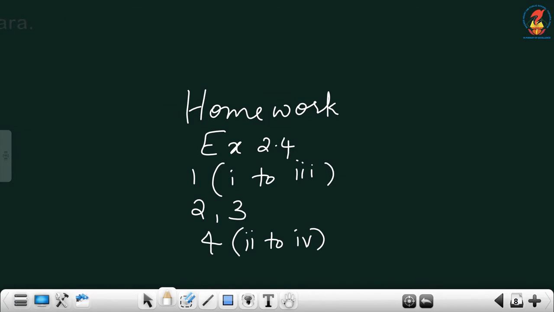Then homework, exercise 2.4, first question, subdivisions 1 to 3, then second and third, and fourth question, second to fourth.